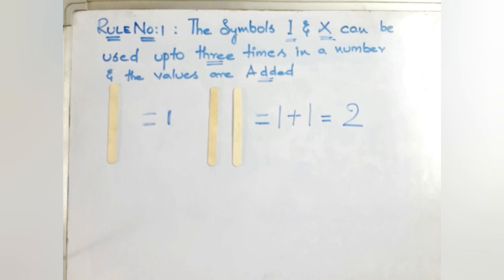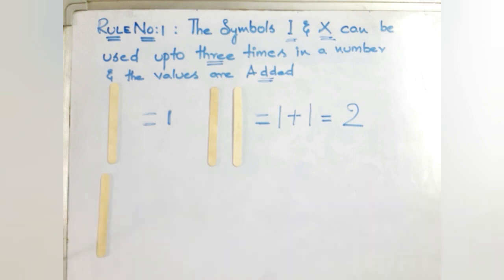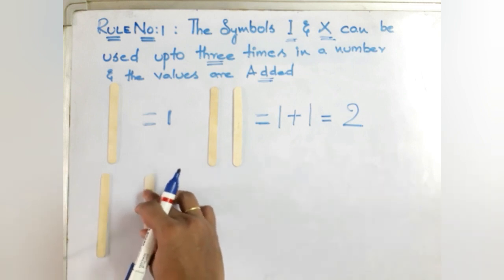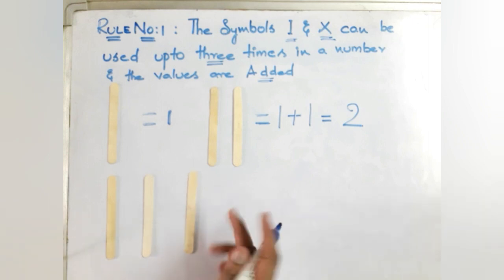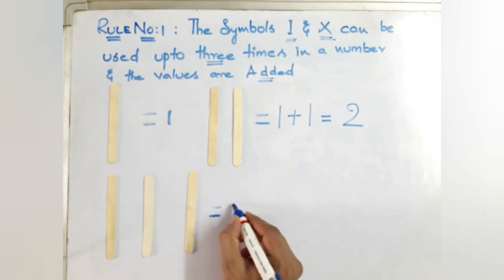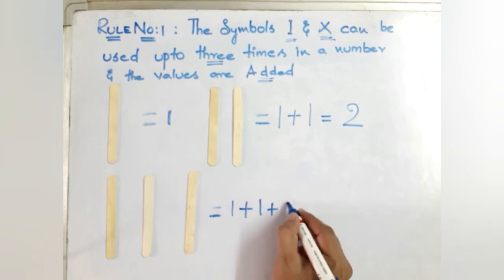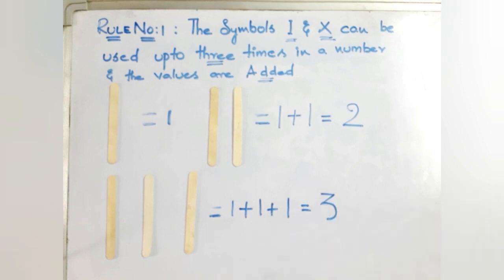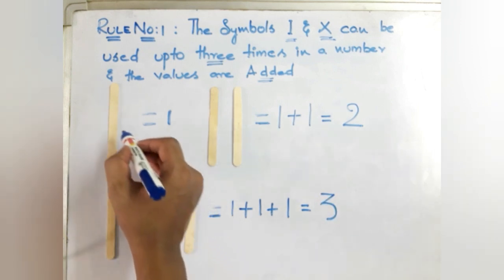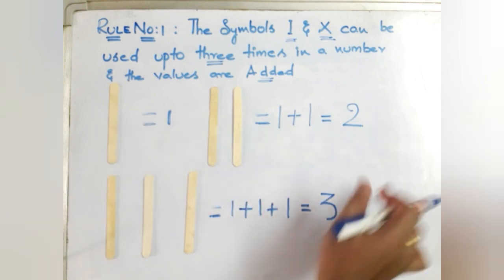And next, if I put 3 I's like this, so what is the answer going to be? 1 plus 1 plus 1, that is equal to 3. So if we put 1 I, that is equal to 1; 2 I's, 1 plus 1 is equal to 2.